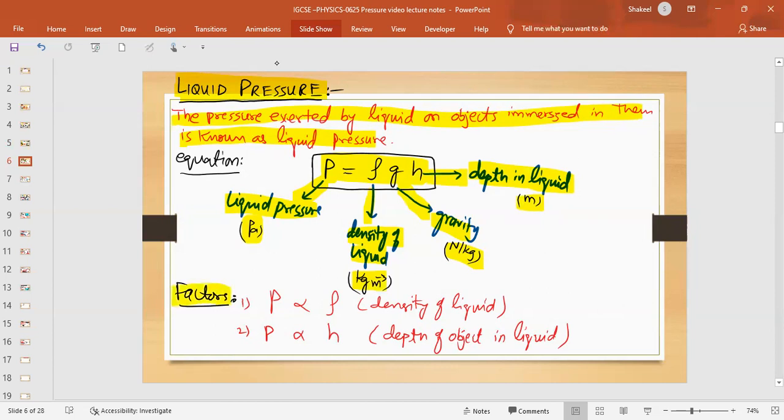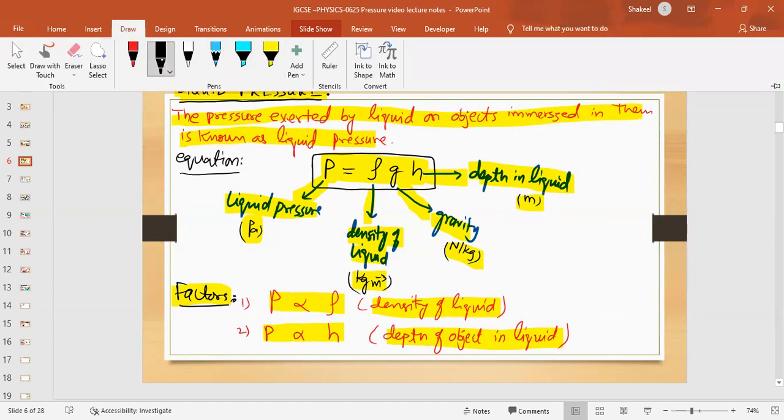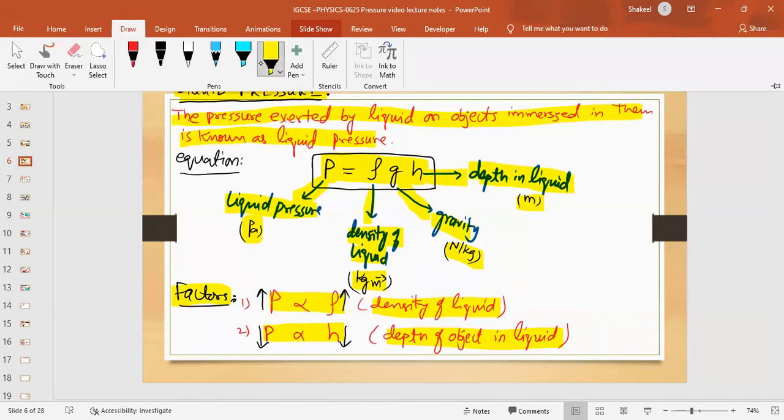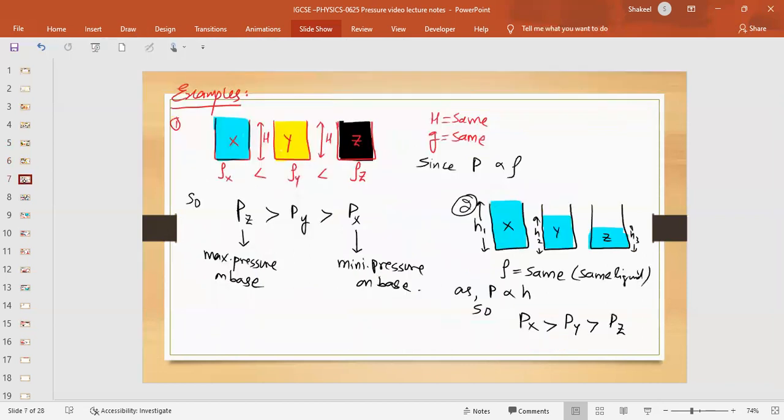Well, the factors, it comes from the equation. So pressure is directly proportional to density of the liquid and pressure is directly proportional to depth of object in the liquid. Well, I hope you understand what is meant by direct proportionality. It means that if you increase density, then the liquid pressure will increase. Or if you decrease the depth of the object in the liquid, the pressure is going to decrease. Okay, let's move forward to see some examples over there.